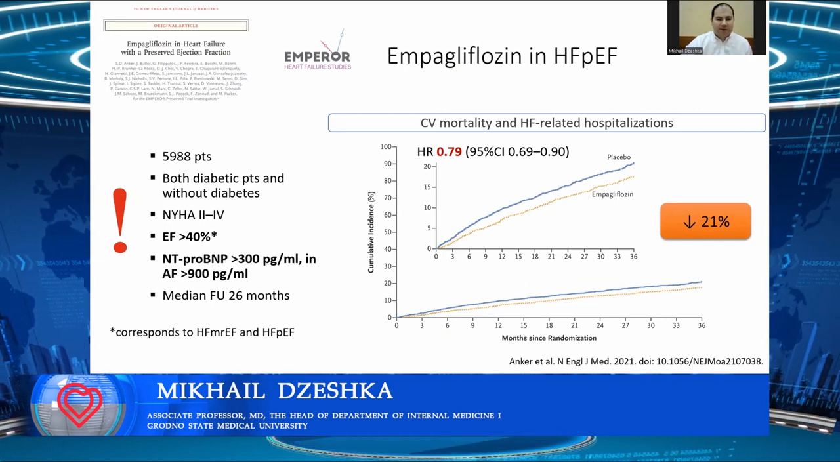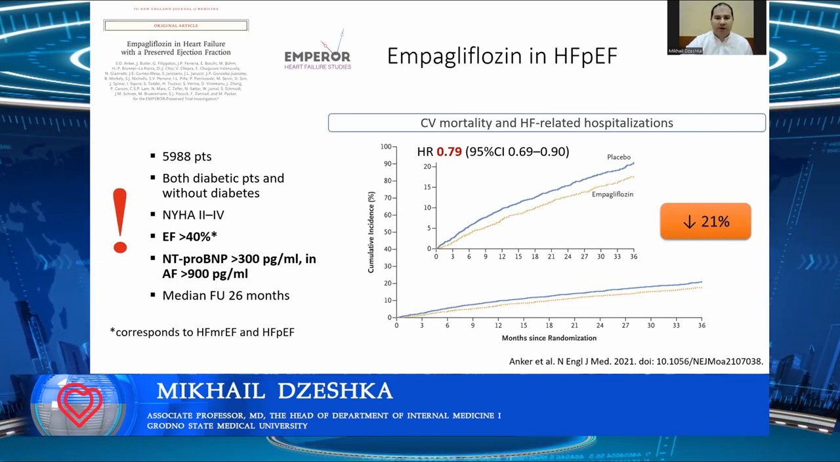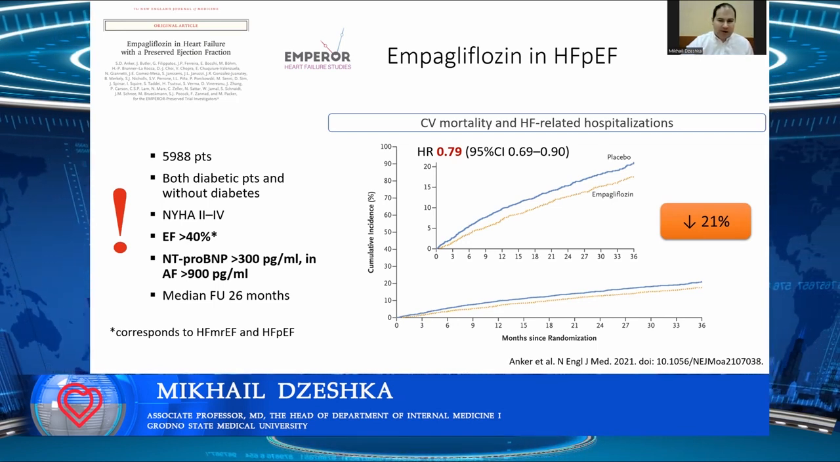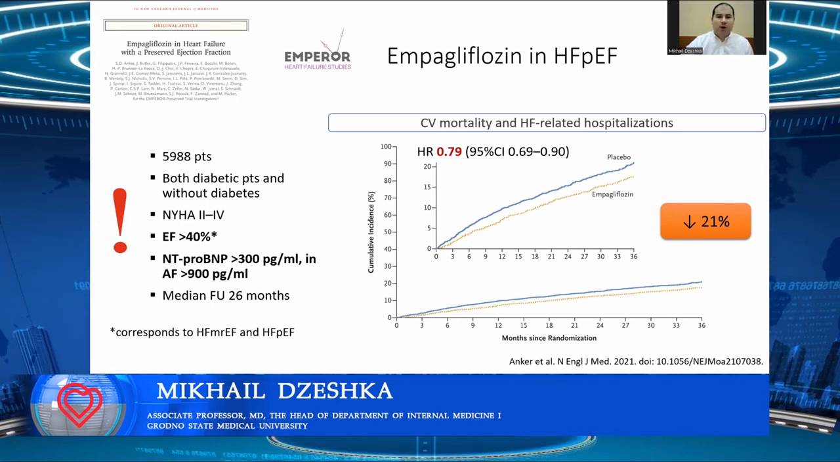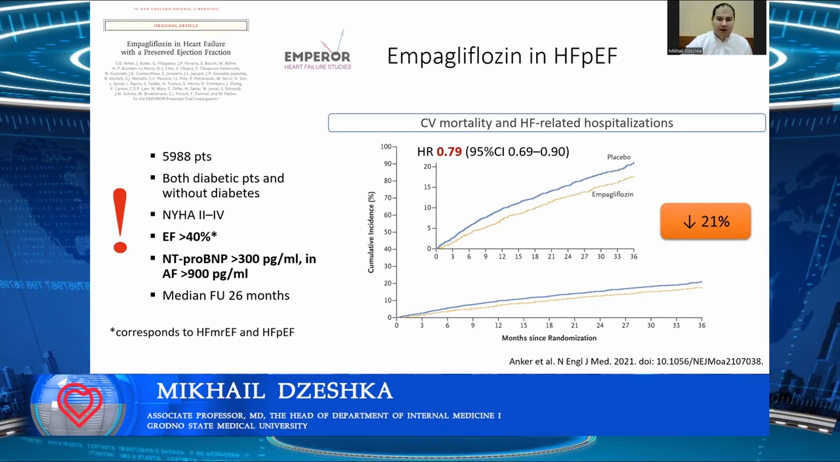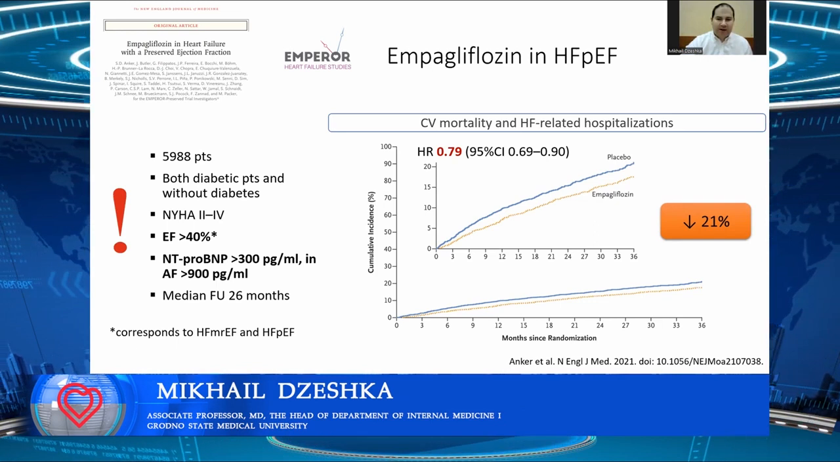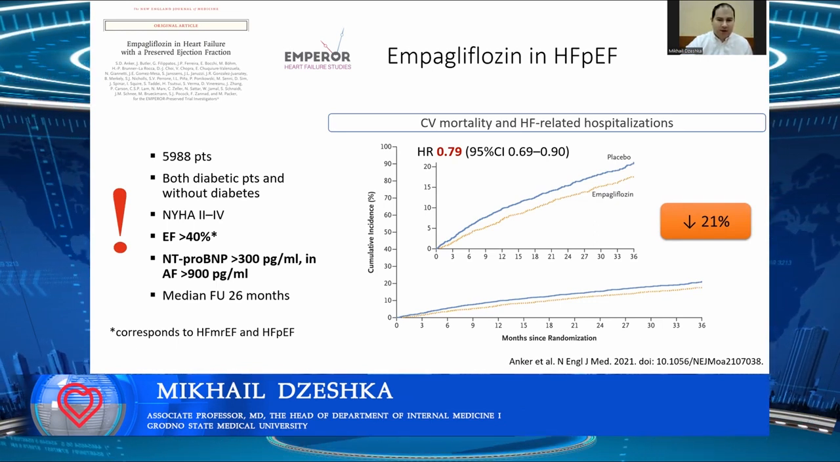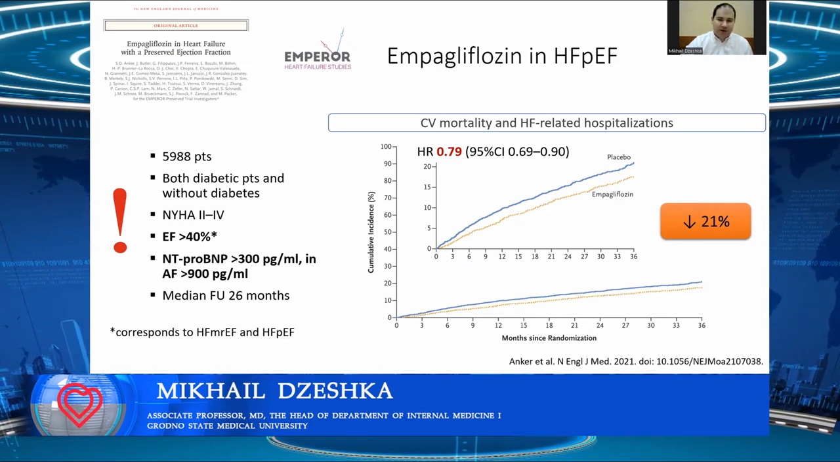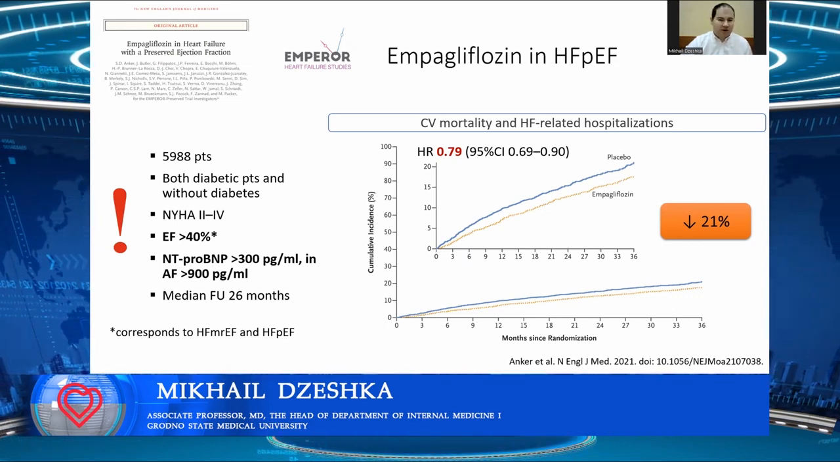Empagliflozin was claimed as the first effective treatment for patients with HFpEF following the results of the EMPEROR-Preserved trial. Indeed, 10 milligrams of empagliflozin once daily resulted in a 21% risk reduction of the combined endpoint of CV mortality and heart failure hospitalizations. However, the effect was mainly driven by reduction of heart failure hospitalization with empagliflozin, and there was no reduction in cardiovascular death.